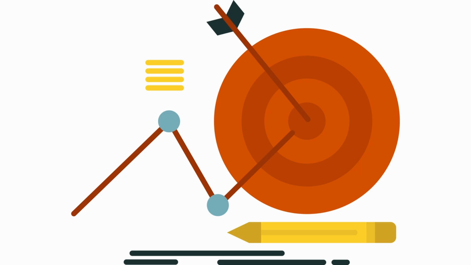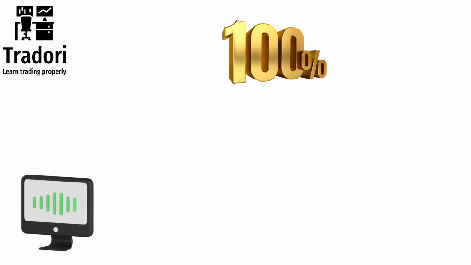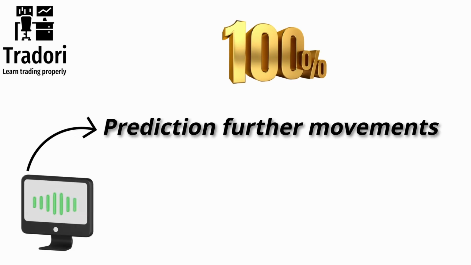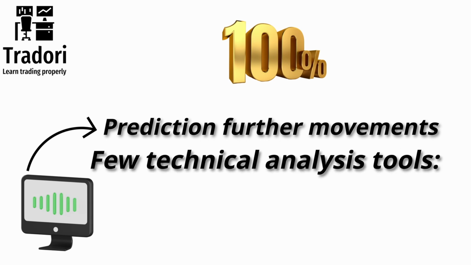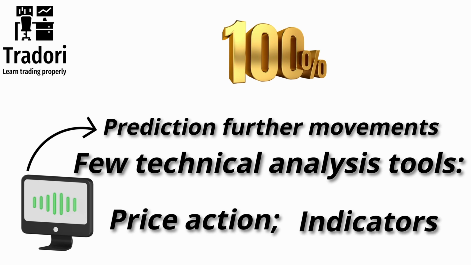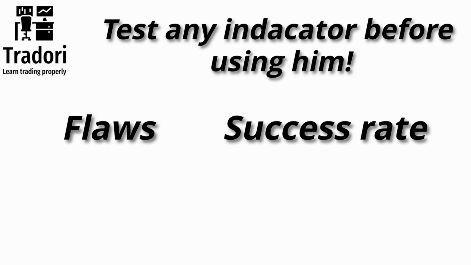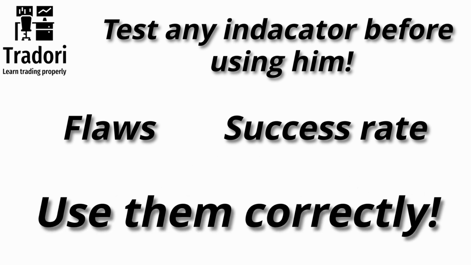Keep in mind that these trend changing signals are not 100% accurate. In trading there is nothing 100% accurate. It's just another small signal for predicting further movements. As with everything else, trend changing should be confirmed with a few technical analysis tools. For example, price action and a few or at least one indicator. Note that before using any technical indicator, test it to know its flaws and success rate. Also make sure you know where and how to use it correctly.